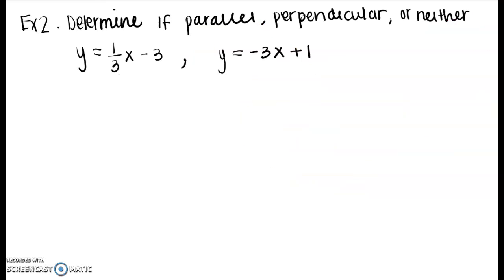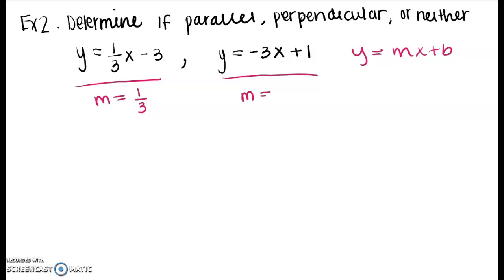All right, we're going to do one more. So determine if parallel, perpendicular, or neither. So first of all, if you notice the format of these two, they're already in y equals mx plus b. So they already saved us some time there. We don't have to isolate the y. We could just go ahead and figure out the slope. So the slope for this one is 1/3, because that's what's in front of the x. And the slope for this one is -3, because that's what's in front of the x.